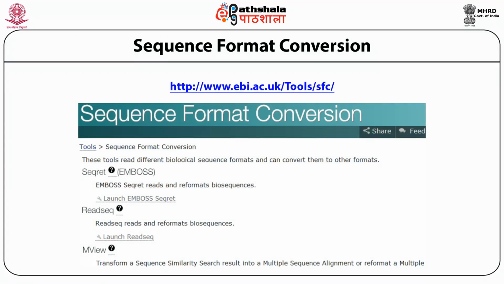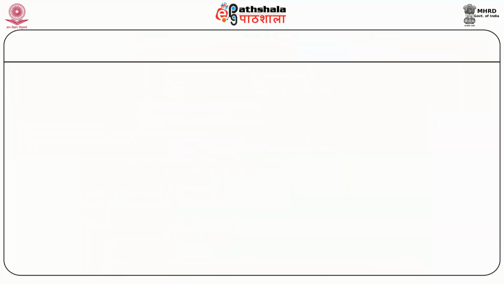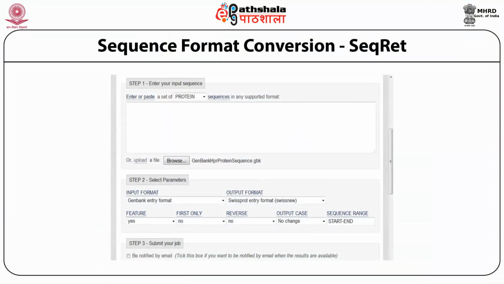In this last section of the module, you will learn sequence format conversion. To convert a sequence format, go to Sequence Format Converters at EBI and choose to launch EMBOSS Seqret. Follow the 3 steps on the appearing browser window. The first step is to upload the already saved file, GenBank HPR protein sequence.gbk, in GenBank format, and choose to convert it to SwissProt entry format, swiss, and click the Submit button.